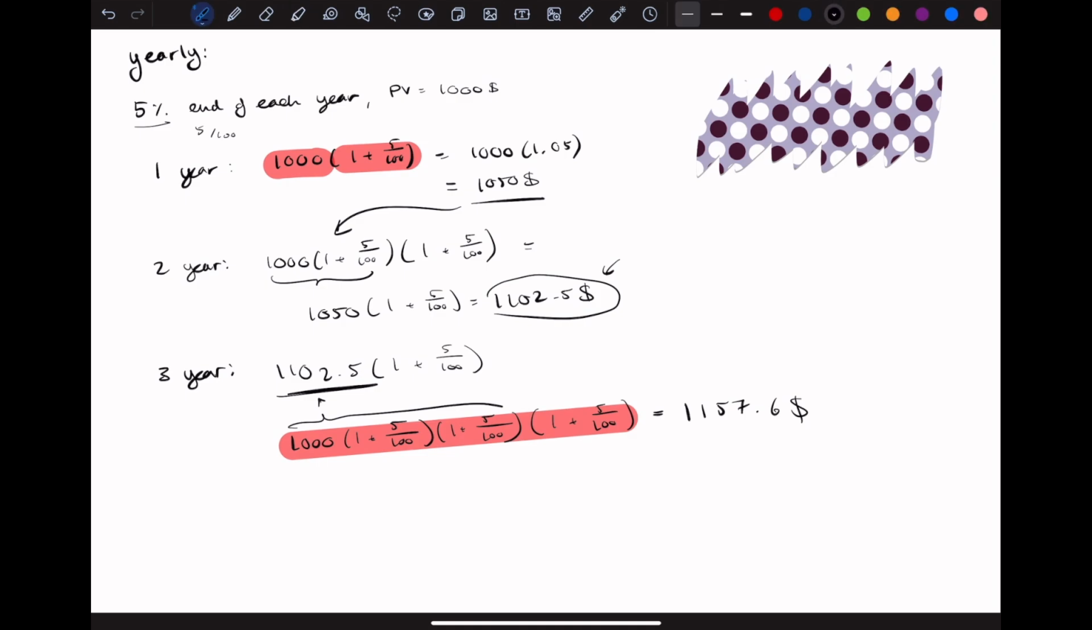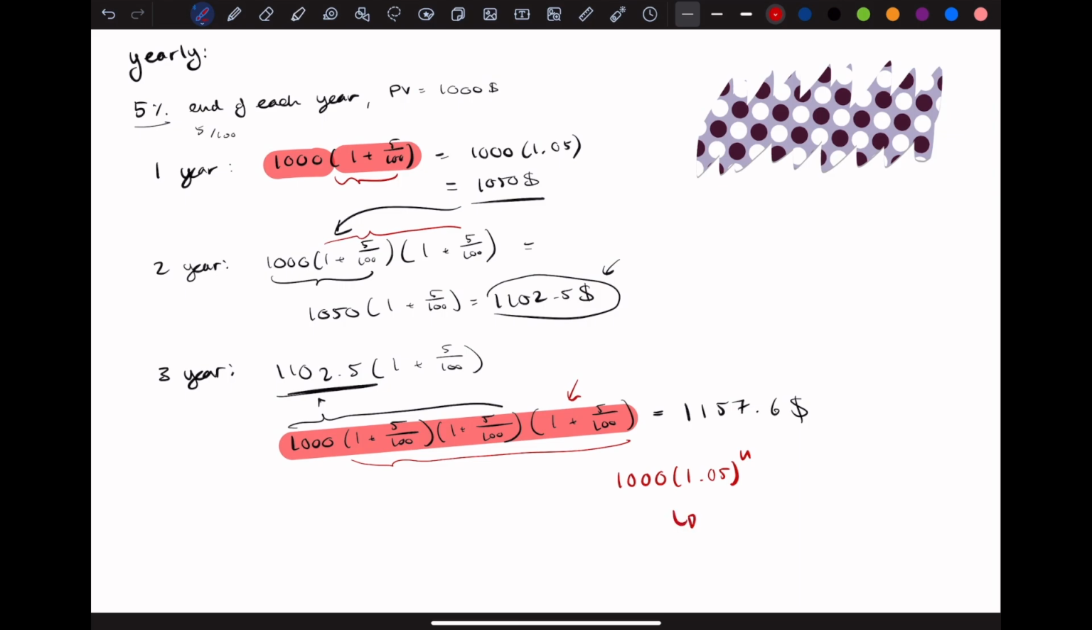So if we try to generalize this, we're going to end up coming up with a formula that says that in this case, we're going to have 1,000 times 1.05, because that's what this expression simplifies to, to the power of n, where n is the number of years. Because in the first year, we had to multiply it once. In the second year, we multiplied it twice by 105%. And in the third year, we multiplied it 3 times by 105%.